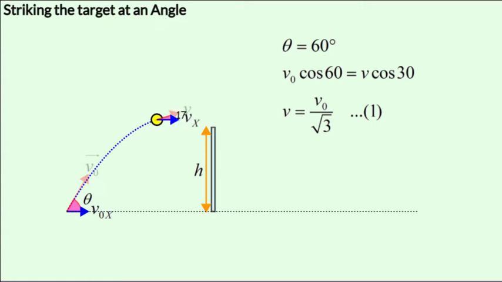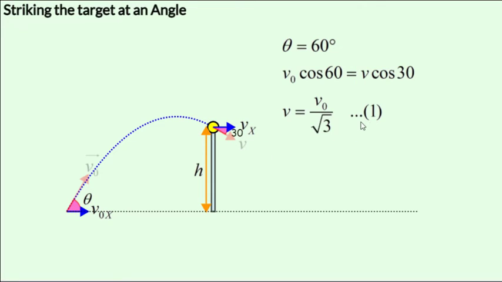One concept we could use here is that the component of velocity in the horizontal direction does not change, as there is no acceleration in the horizontal direction. So v0x would equal vx. v0x at the launch point would be v0 times cos of theta, or v0 times cos of 60. And vx at the landing point would be v cos of 30, where v is the velocity of the projectile at the time of landing.